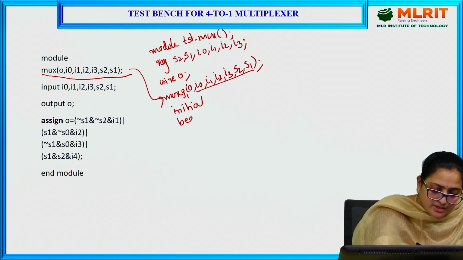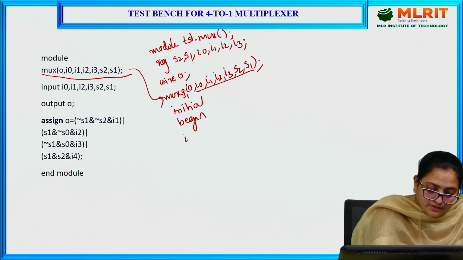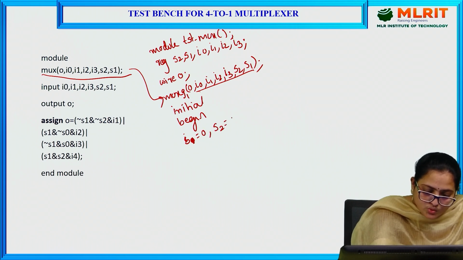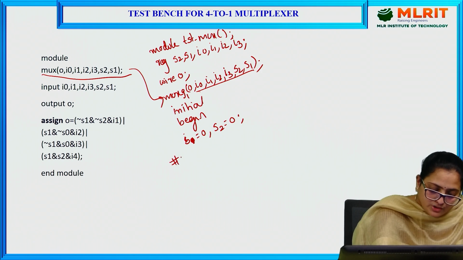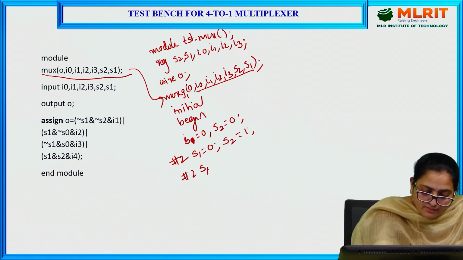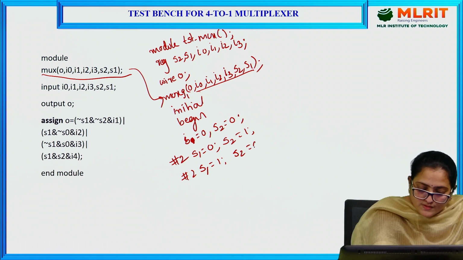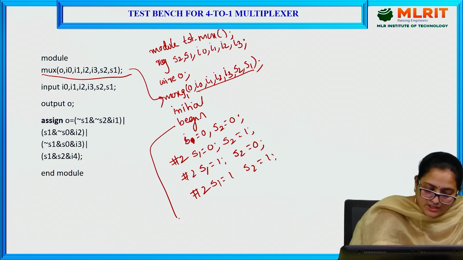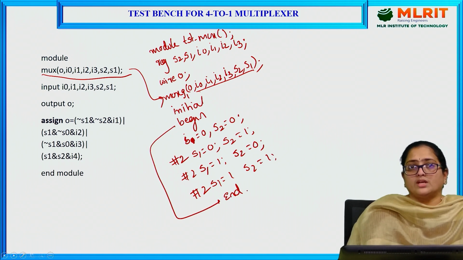I need to give almost 6 values. So I'm giving begin. I'm giving S1 is equal to 0, S2 is equal to 0. Next, after two time intervals, I'm giving S1 is equal to 0, S2 is equal to 1. Again, after two time intervals, S1 is equal to 1, S2 is equal to 0. Again, after two time intervals, I am giving S1 is equal to 1, S2 is equal to 1. I have given multiple statements, so this block of statements has to end with the keyword end.